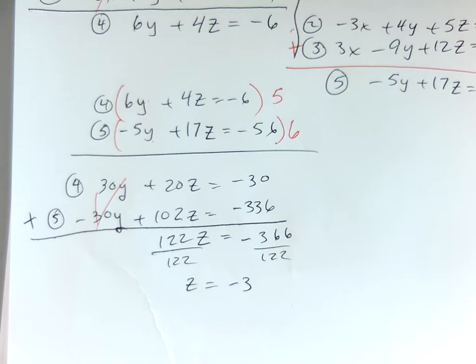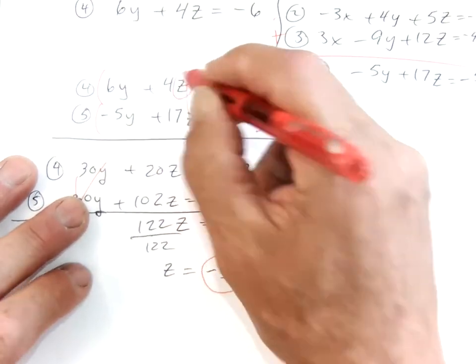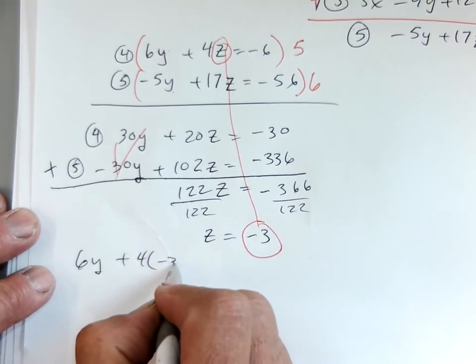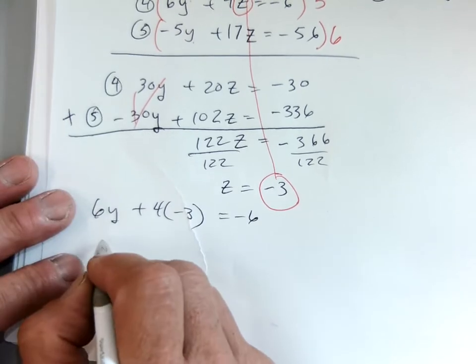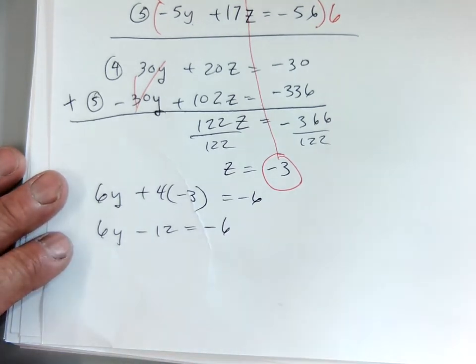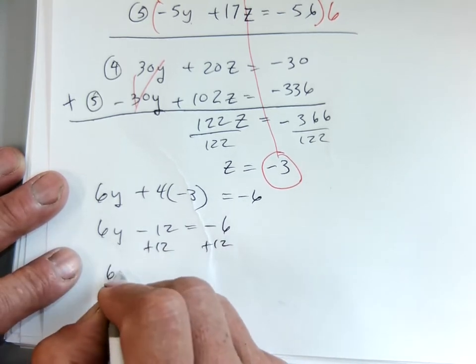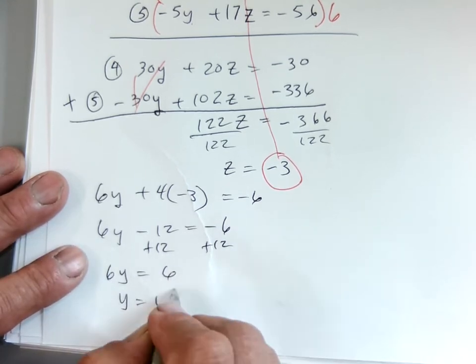You can do this. All this is addition, subtraction, multiplication. That's all we're doing, right? You guys agree with that? So now we take my -3, and I'm going to put it here, because that's a z. So I'm going to rewrite this as 6y plus 4 times -3 equals -6. 6y minus 12 equals -6. We can do this. It's just a big problem, right? Plus 12, plus 12. 6y equals 6. Nice. y is 1. Okay, we're getting nice numbers.